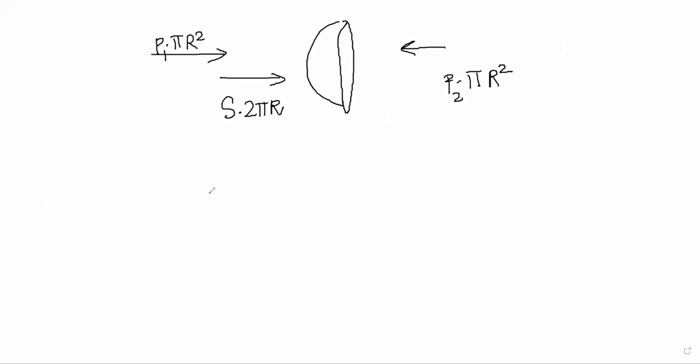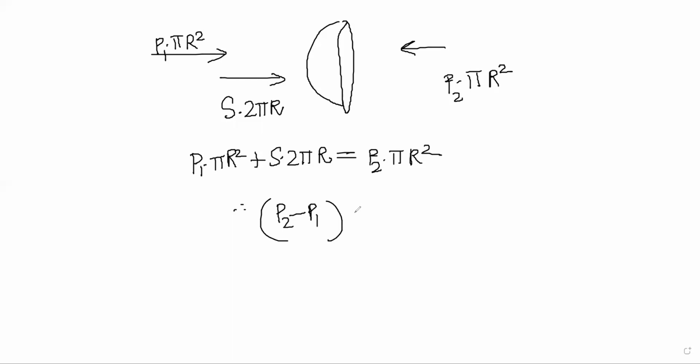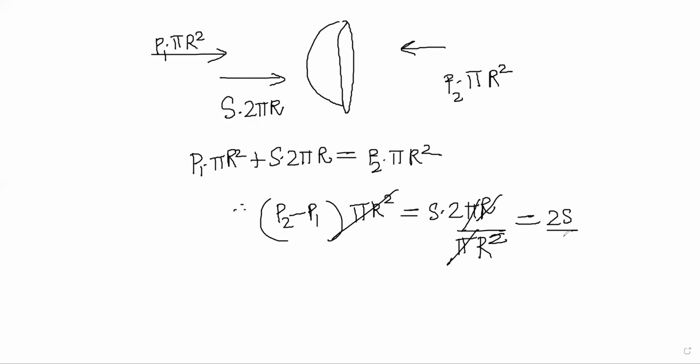So you should have P1 into pi r square plus S into 2 pi r is equal to P2 into pi r square, right? Therefore you get (P2 minus P1) pi r square is equal to S into 2 pi r, and you can divide by pi r square on both sides, pi cancels, and this becomes 2S by r, right?